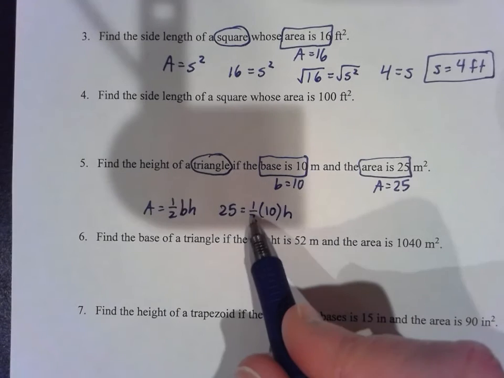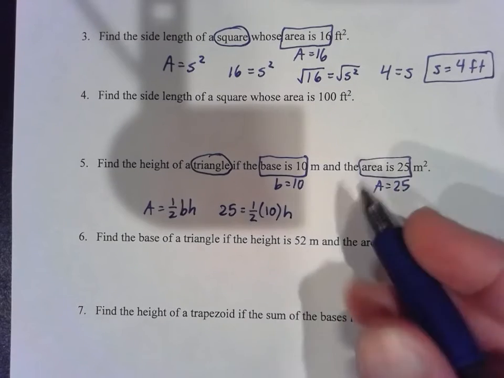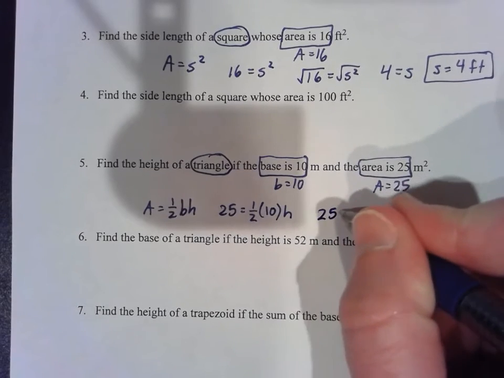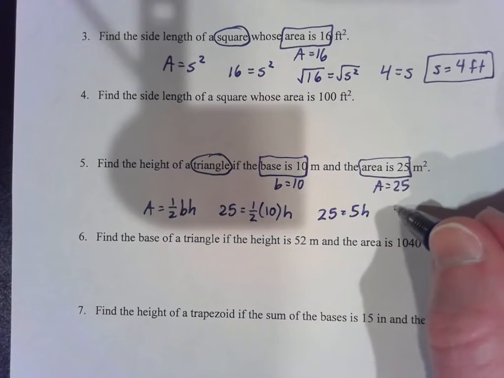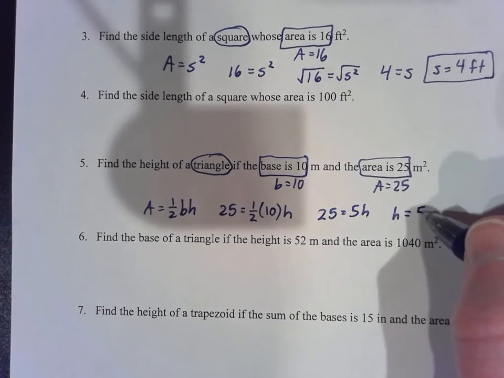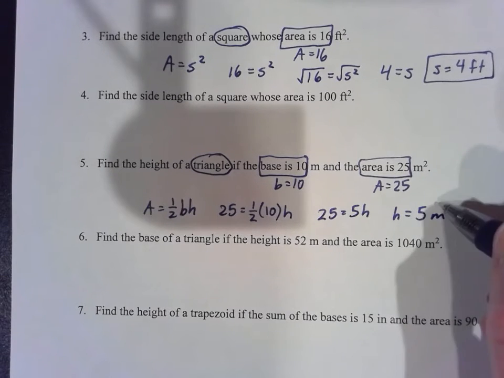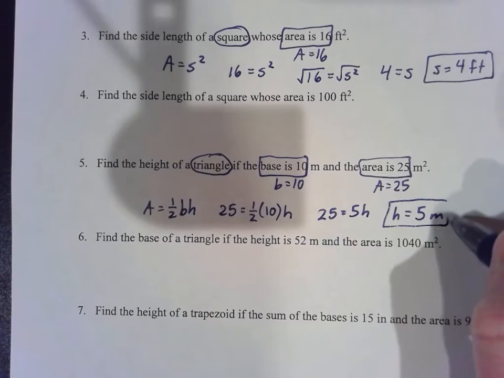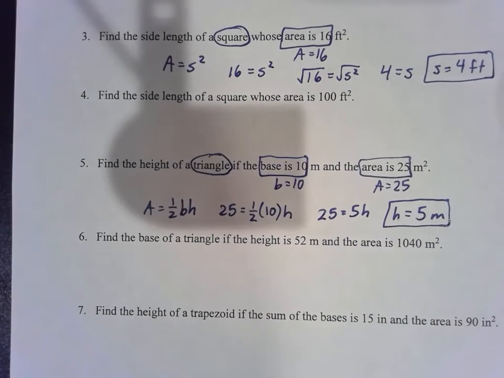So in this case, because 10 is easily divisible by 2, half of 10 gives me 5H, and then divide by 5, and H equals 5, look at the labels, 5 meters. Find the height, we have H equals 5 meters.